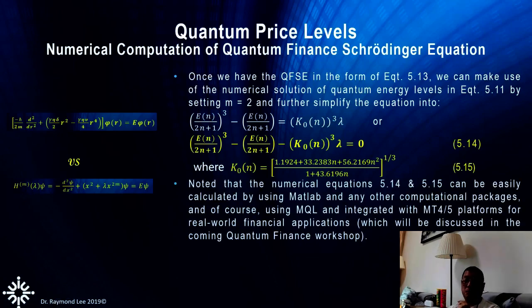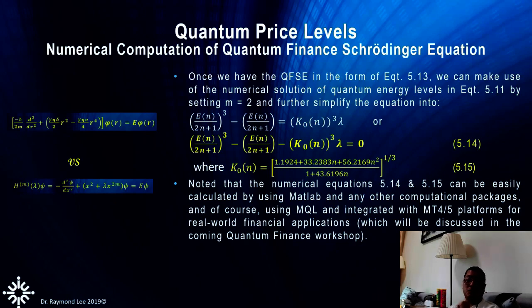Notice that the numerical equations 5.14 and 5.15 can easily be calculated by MATLAB. The main reason is that MATLAB has a very powerful function called root that can solve this cubic equation by itself. We will make use of this. But luckily for MT4 and MT5 we don't have that particular function, so we are using another method. Which means in this lecture we will talk about two methods.